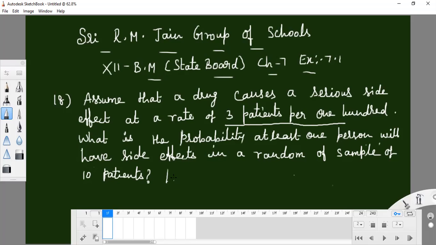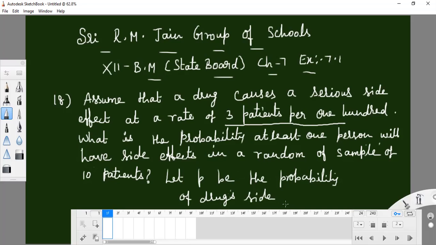Let P be the probability of drug side effect. So 3 patients out of 100, that is 3 by 100. You can take it as a sample size of 10 patients. What is the probability of at least one? What is the meaning of at least one? Greater than or equal to 1.